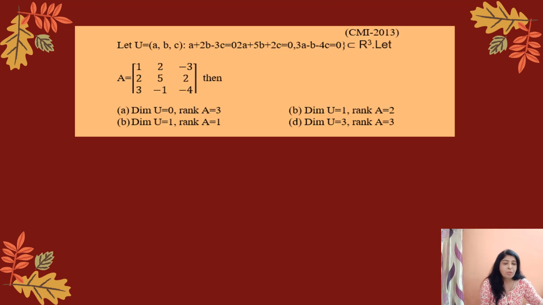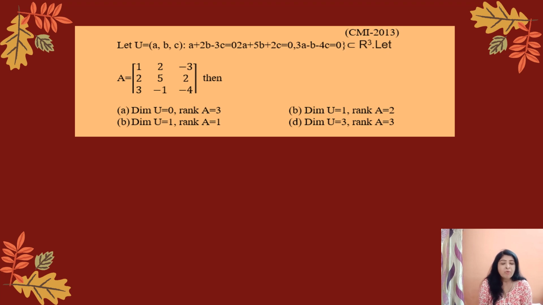Let U be the set of (A, B, C) such that A plus 2B minus 2C is equal to 0, 2A plus 5B plus 2C is equal to 0, 3A minus B plus 4C is equal to 0. It is contained in R cube. So let A be the matrix. A is the coefficient matrix of U. Then you have to choose which one of the options is correct. 4 options are given to you.